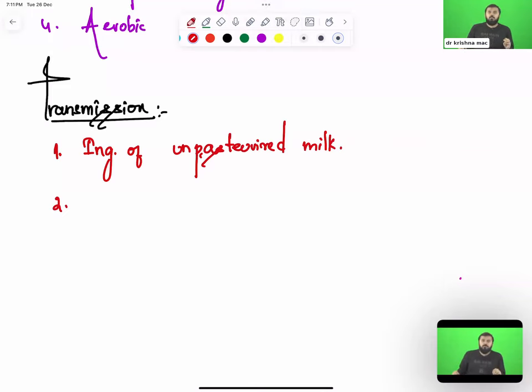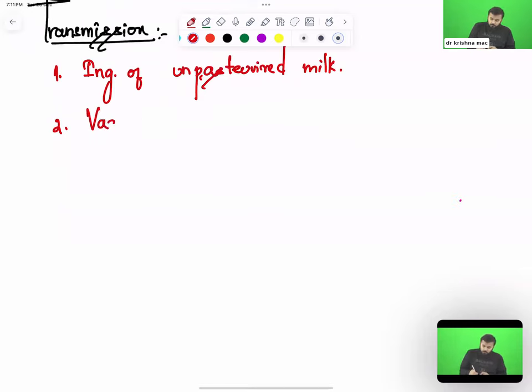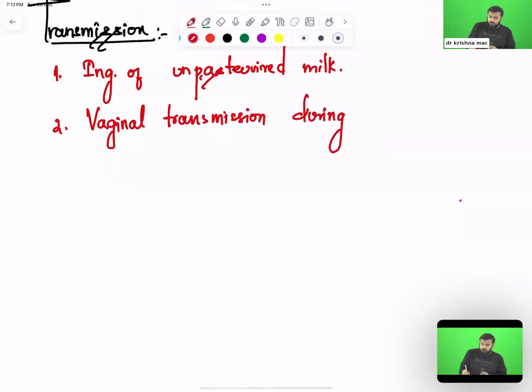Second important thing is that during normal vaginal delivery, for example, let us say the mother is having Listeria infection. This Listeria infection will be on the vaginal lips. As the baby is coming out of the vagina, first he'll put his head out. As he's putting the head out, the woman's vaginal lips will come in contact with the face of the baby. The bacteria will stick onto the face, and this would cause Listeria during the birth. Another way of transmission is vaginal transmission during birth. This is a second important thing.